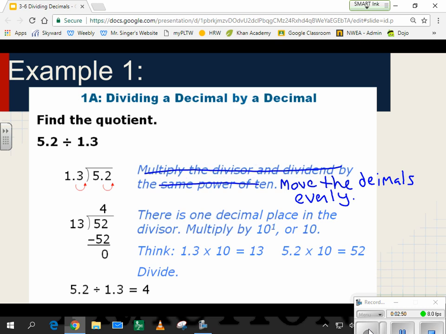So write this example down before moving on. I don't care about the stuff in blue, but at least have the example where it shows moving the decimal point.